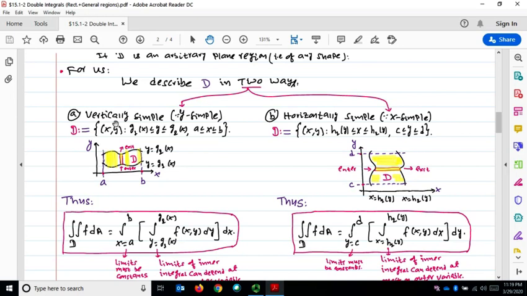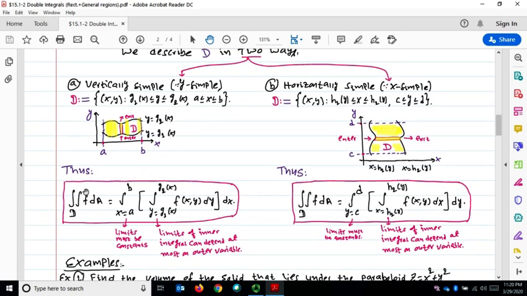So the first way is describing the domain as vertically simple, or y-simple, where we describe the domain as bounded above and below by continuous functions of x, and on the left and right sides by constant values. So D equals the set of (x,y), where y is bounded between two continuous functions of x and x is bounded between two fixed values.